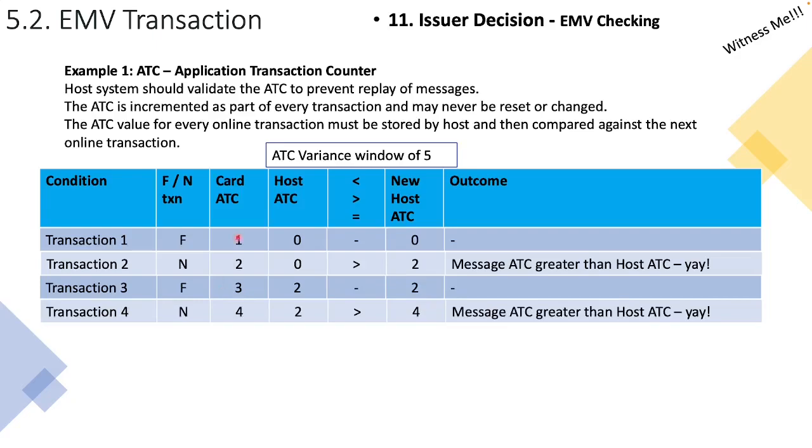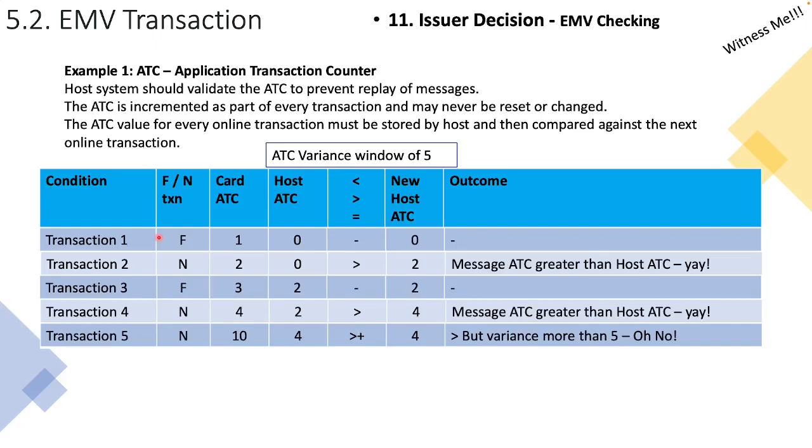Transaction 4 is an online transaction, so we know that on the online message, the card ATC on the transaction will be a value of 4. But the last time the host took a record was on the second online transaction. So it will compare 4 against 2 and say, okay, 4 is greater than 2, which is good news, and then it'll write the 4 to its database so that the issuer host now has an updated value of 4 for the ATC. So far so good. Everything seems to be going the way we would expect a typical card environment to operate.